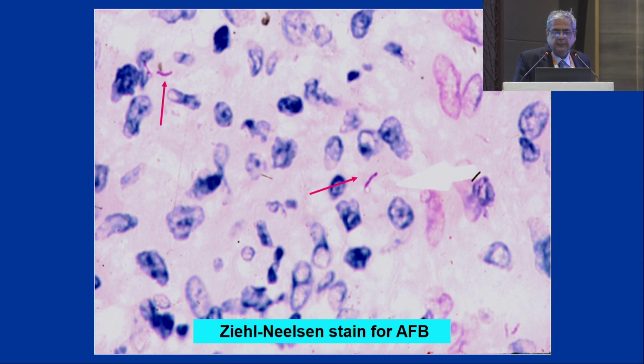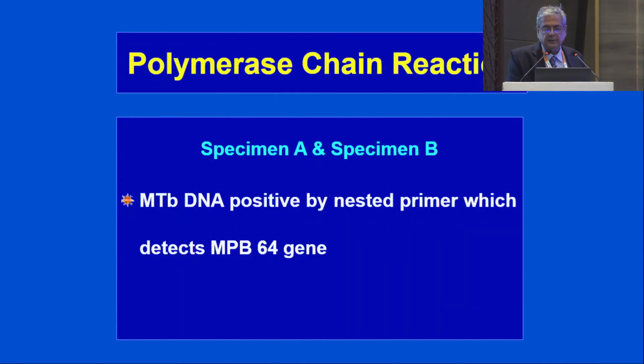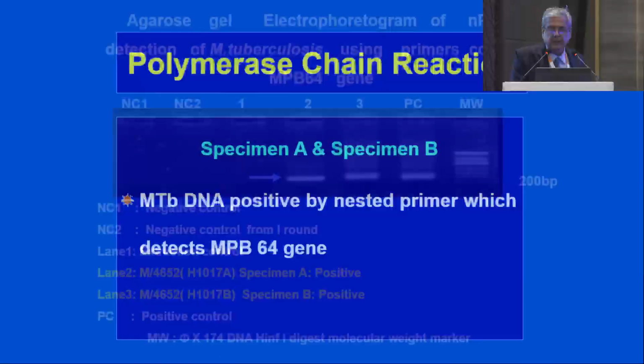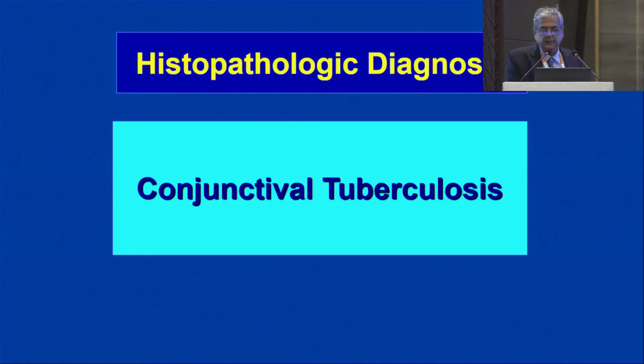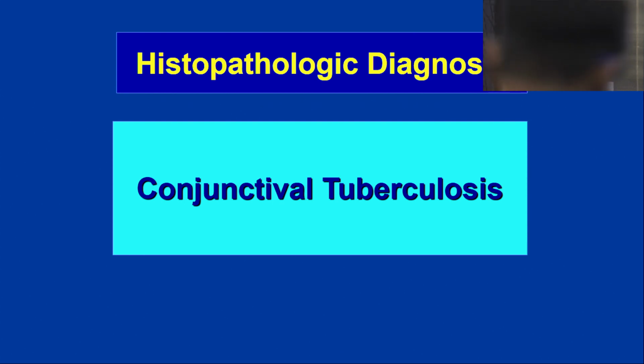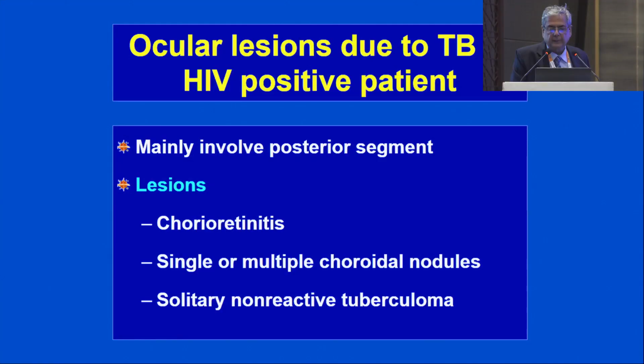On top of it, the wall was deficient, a patch graft was given, and MTB was positive for specimens A and B. PCR for Mycobacterium tuberculosis was positive. So this was a conjunctival tuberculoma mimicking squamous cell carcinoma of the conjunctiva. And this is a post-op photograph.